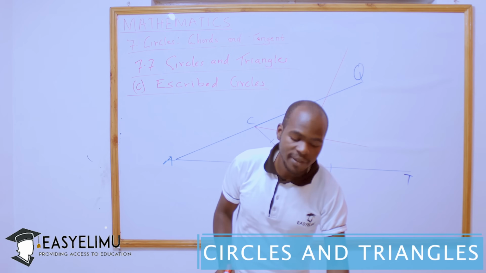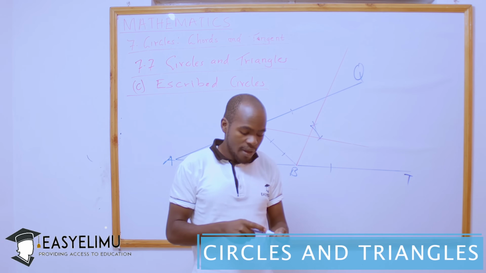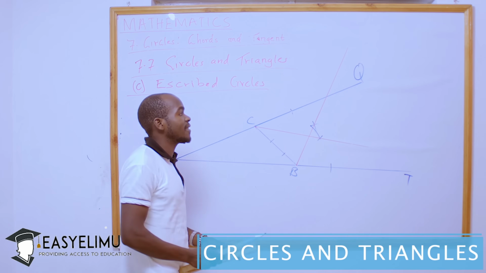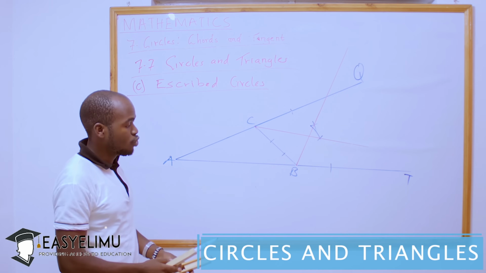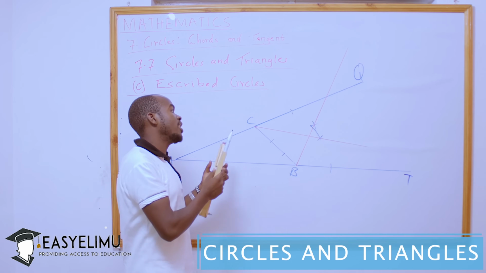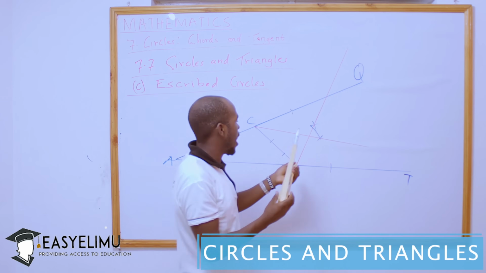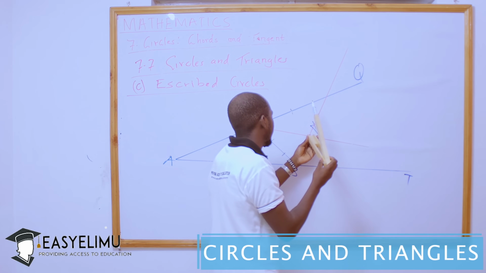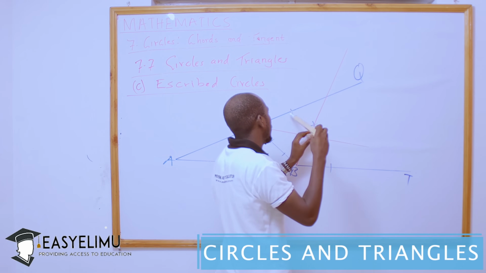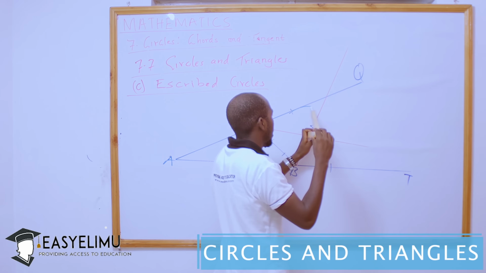So having the center as the point where the two bisectors intersect, we are going to draw a circle which touches the sides AC produced, AB produced and CB, or sides CQ, BT and CB. So we shall have that one as the center. Then you draw a circle which touches the sides. Let's see how it looks.